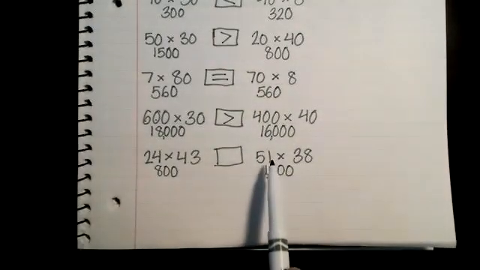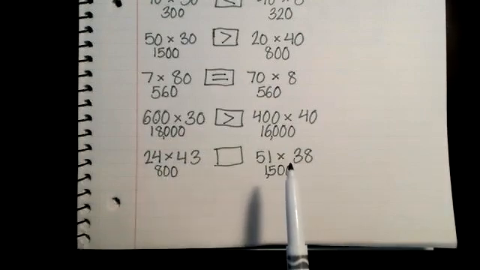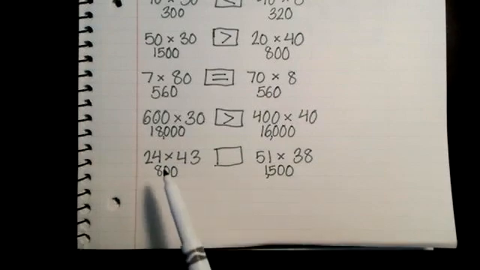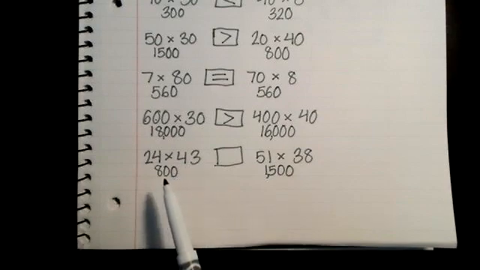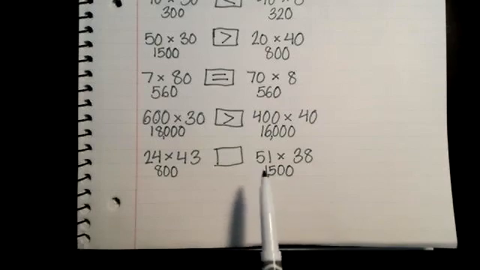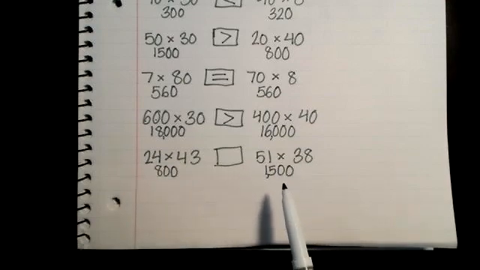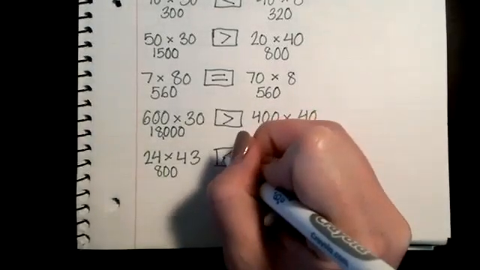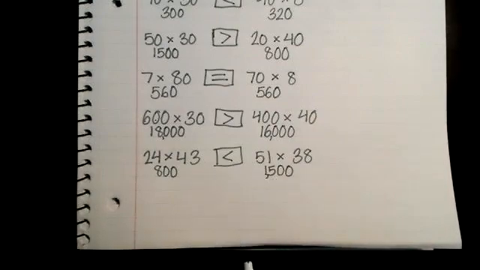Okay, so without even looking at my ones, because I know 1 times 8 would be 8, and over here, 4 times 3, that's 12. I could include that, but I don't have to, because I already know that the ones column is not going to make a big enough difference to make 800 bigger than 1,500. 1,500 is way bigger than 800, right? I don't need to worry about those ones because the tens are so much greater in the 1,500. So I don't have to solve out the whole thing to know that 800 is less than 1,500.